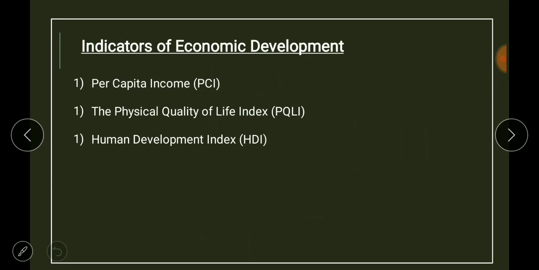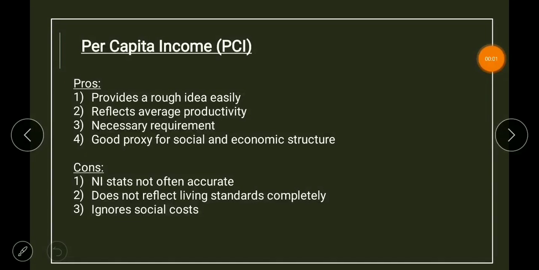Now, how do we measure development? We do that by studying three broad indicators of economic development: per capita income, the physical quality of life index, and the human development index. Per capita income. Per capita income usually means the total amount of income of a country divided by the country's total population. Sounds really easy, doesn't it?